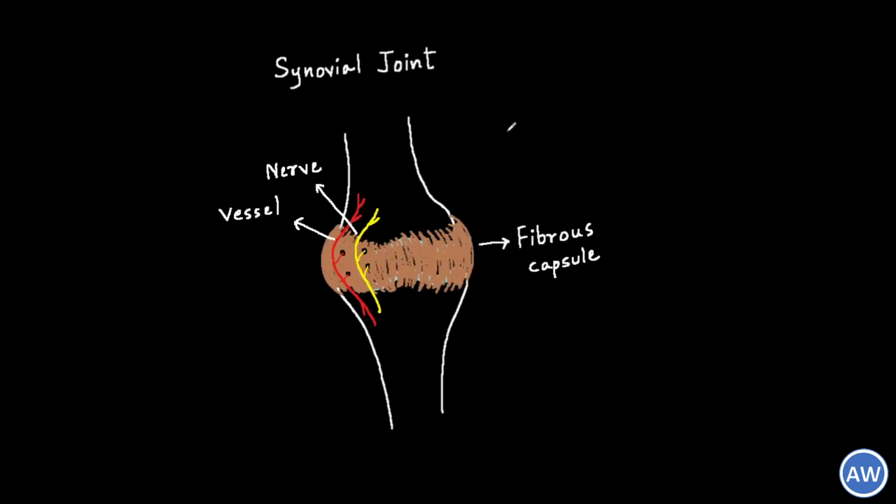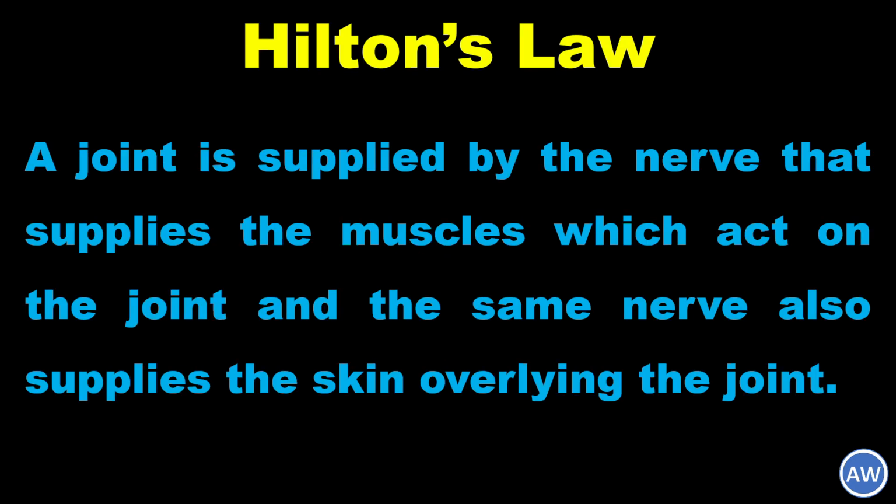These joints receive their vascular supply from the periarticular arterial plexuses, whose branches pierce the fibrous capsule and form subsynovial vascular plexuses. A joint is innervated by articular branches of the nerves that supply the muscle acting on the joint and that also supply the skin overlying the same joint. This is called Hilton's law.